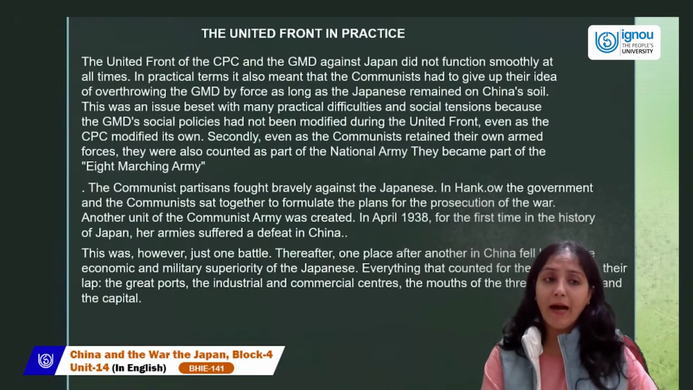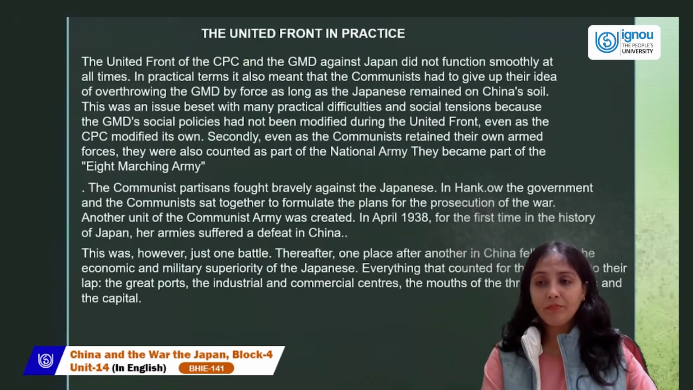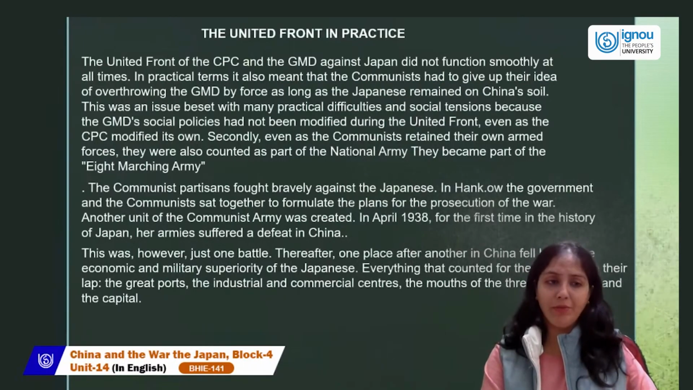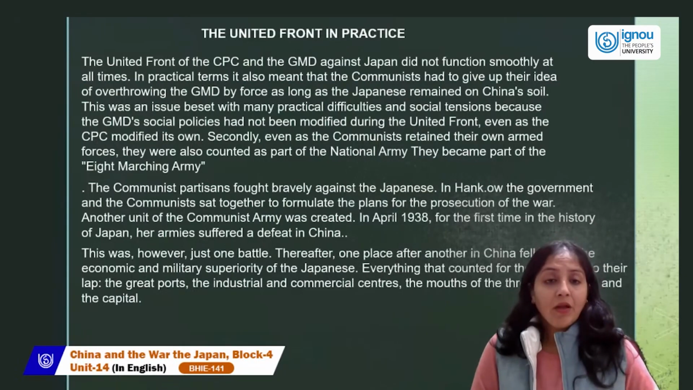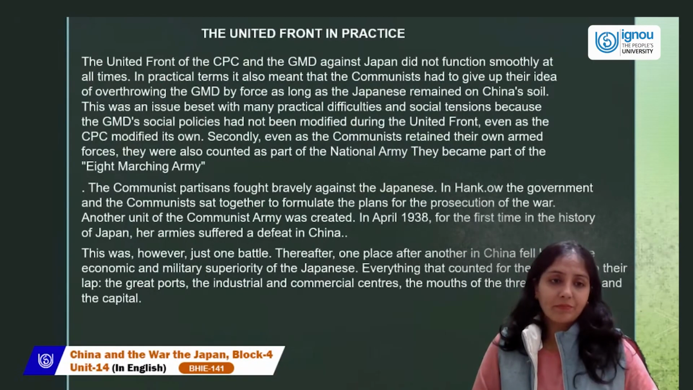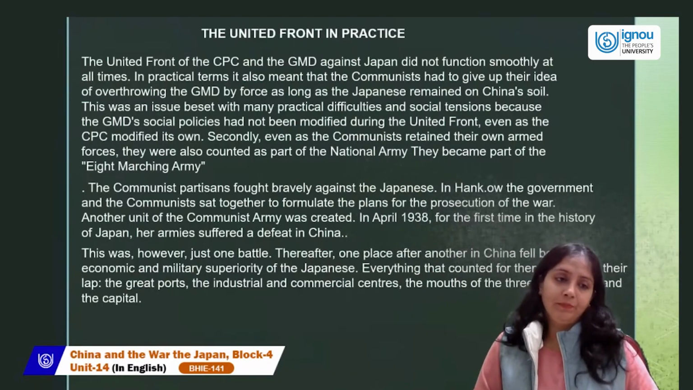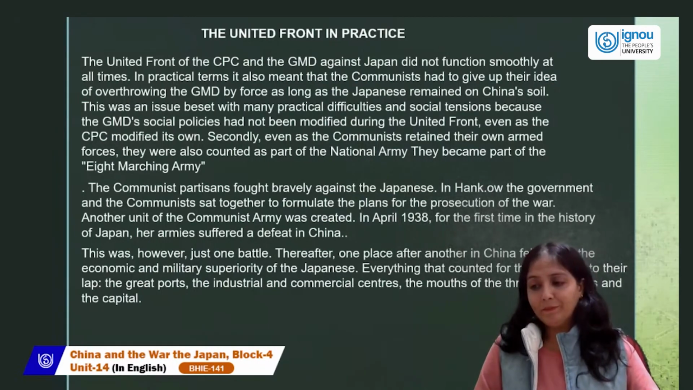They became part of the 8th Route Army. The communist partisans fought bravely against the Japanese. In Hankou, the government and the communists sat together to formulate the plans for the prosecution of the war. Another unit of the communist army was created.